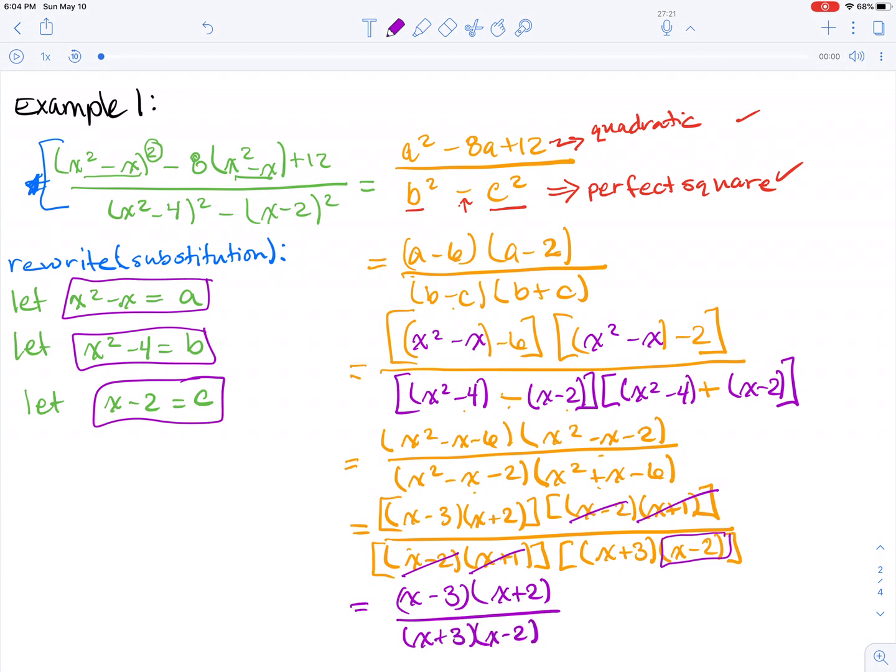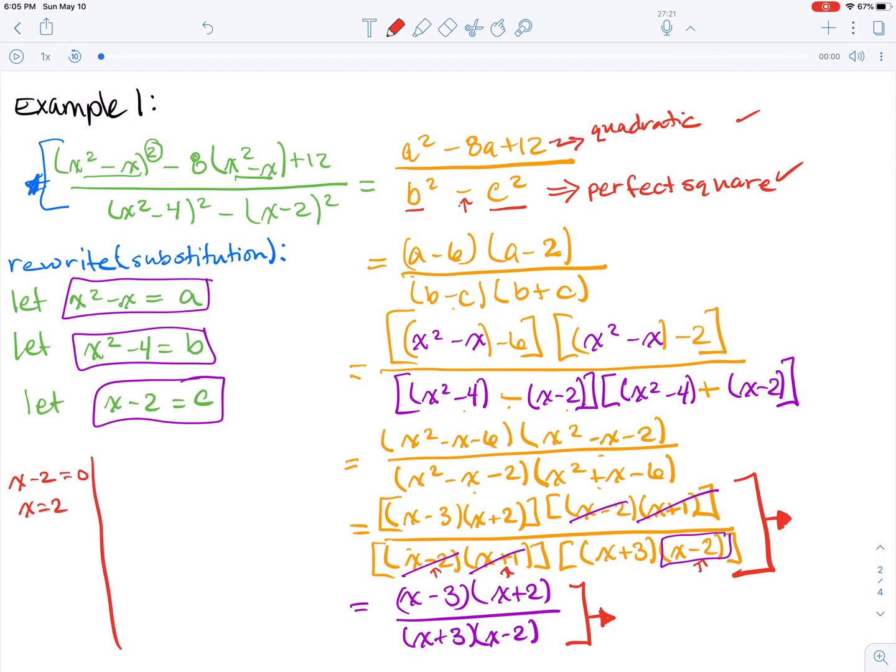Now if it asks you for the non-permissible values, you have to go to the spot before you divided your factors. In this case, it was in this line here. That's where I've put all my factors. Yes, I've crossed out, but it was not my final solution after I've divided them all. So I'm going to look at, okay, what do I have? I have an x minus 2 and an x minus 2. Well, I only have to put it once. So x equals 2.